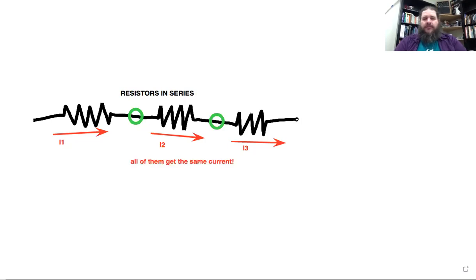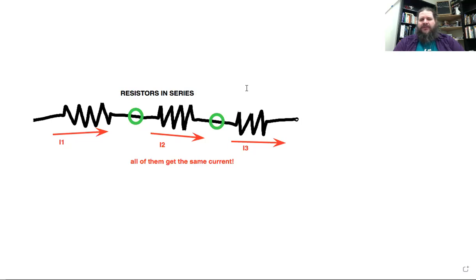Couldn't you have a small resistor next to a big resistor though? Yeah, these resistors could be different resistances. Maybe you've got 100 ohms and 3 ohms and 5,000 ohms. They all have to get the same current because there's only one path. If there's only one path, the current flows along that entire path and there's nowhere else for it to go.